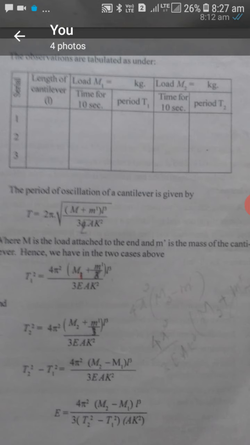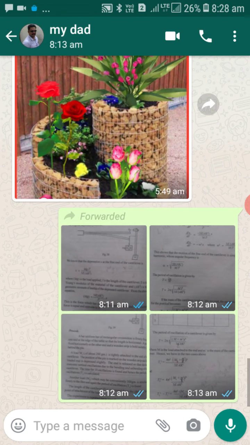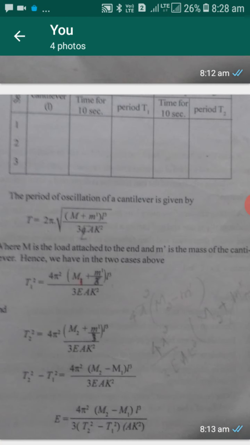Then for the second load m2, the period of oscillation is T2. Therefore, T2 square is equal to 4 pi square into (m2 plus m dash) into L cube divided by 3E AK square. Then you subtract, that is T2 square minus T1 square is equal to 4 pi square into, while subtracting m dash gets cancelled, then you will get (m2 minus m1) into L cube divided by 3E AK square.